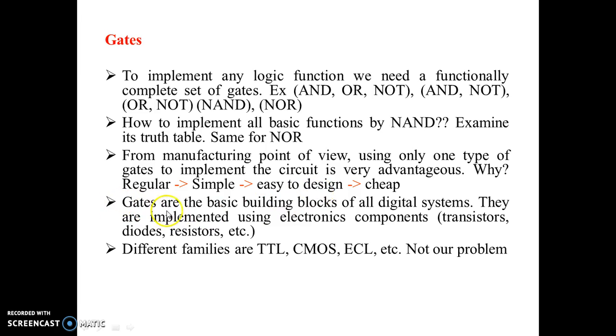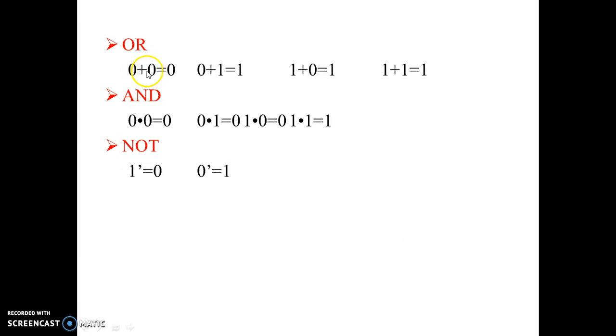Okay, so the gates are the basic building block of all digital systems. They can be implemented using electronic components, that means either transistors, diodes or resistors. The different types of gates are AND, OR and NOT. The first type of gate is OR.